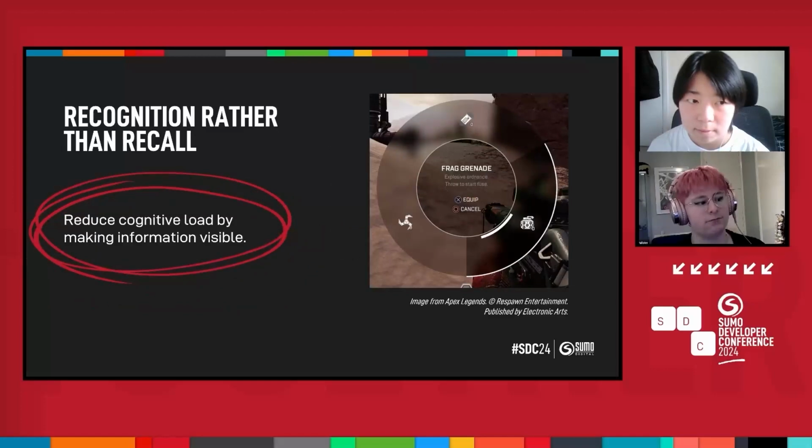And then we have recognition rather than recall, or recognition over recall. This is about reducing cognitive load for individuals by making information visible in ways that they sort of recognize. This marries with consistency and standards, in that patterns that people already recognize help reduce their mental load, so they can engage with maybe more bespoke or unique systems that exist elsewhere in the game a little easier.